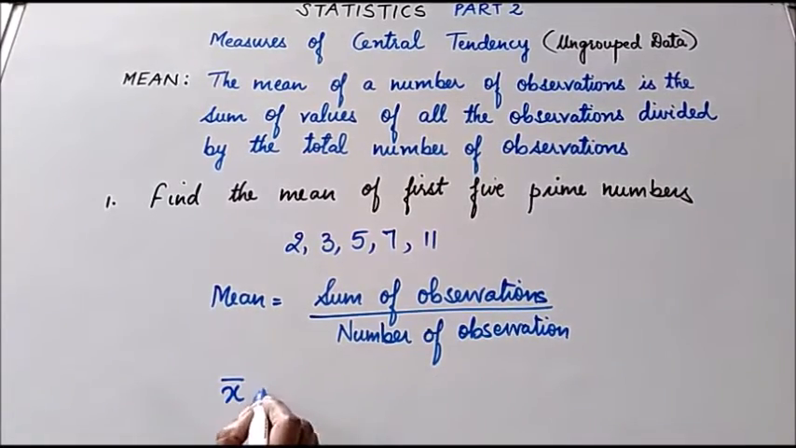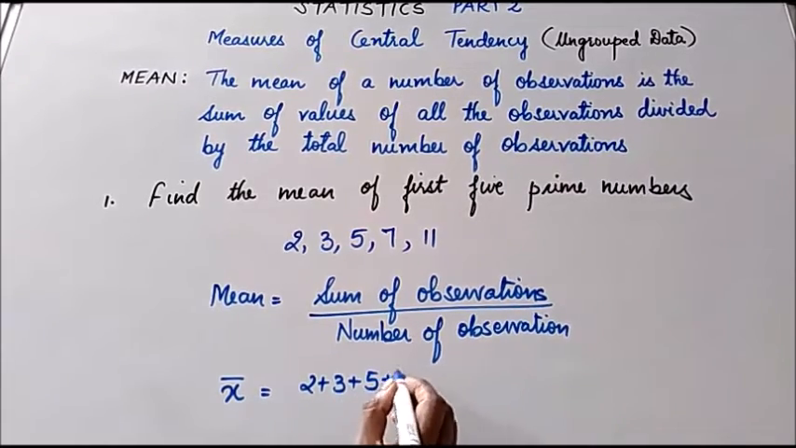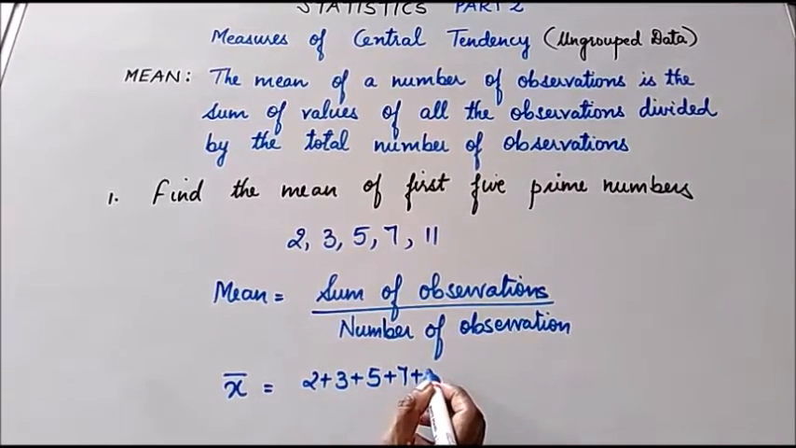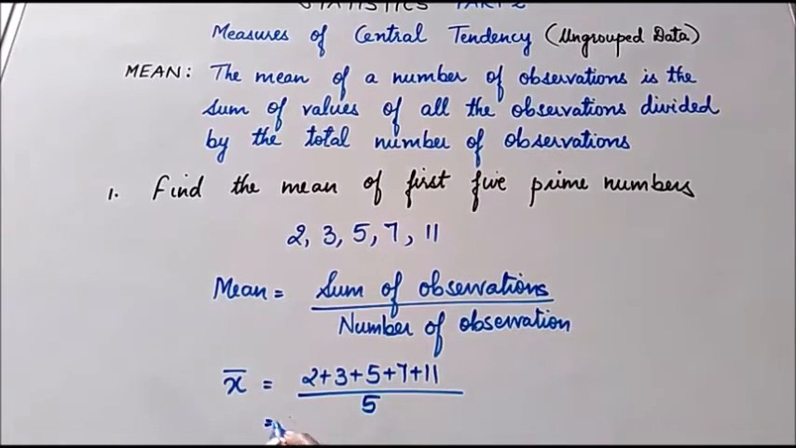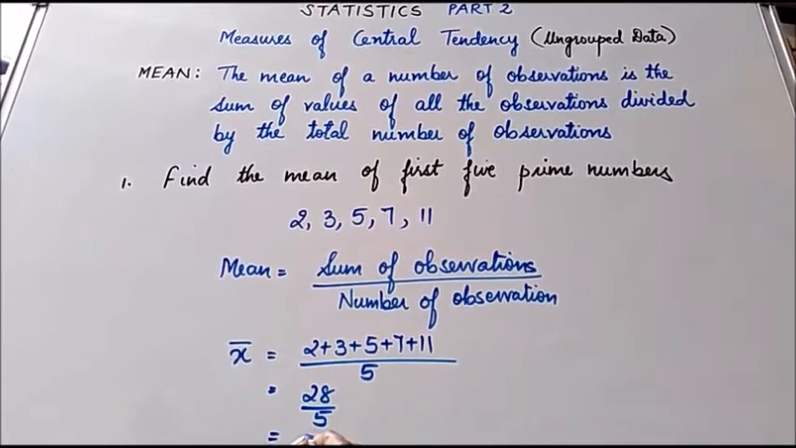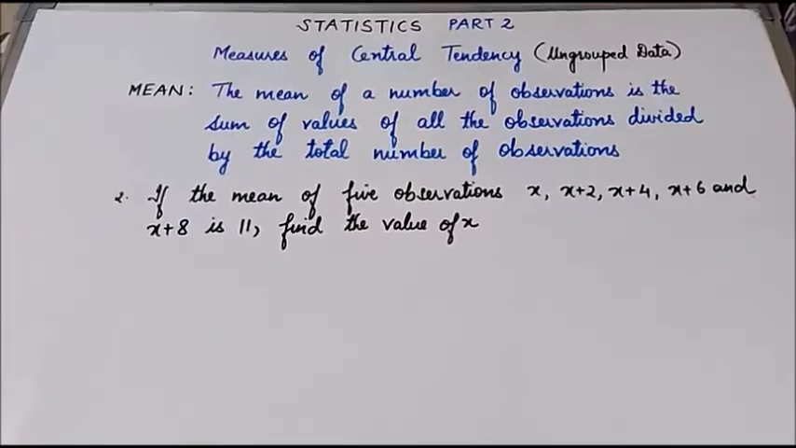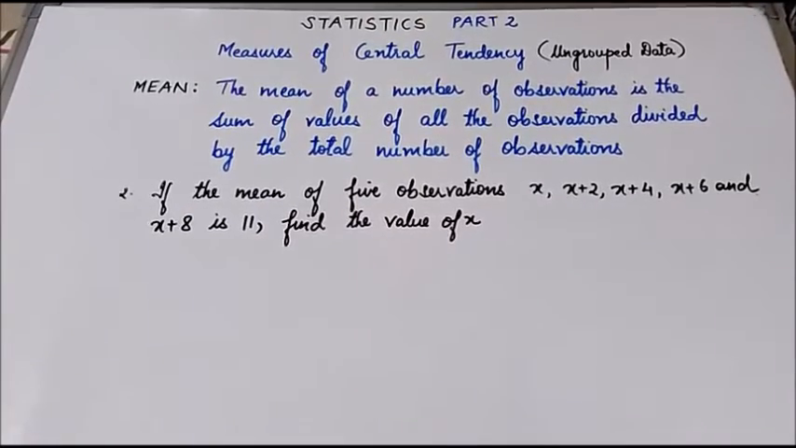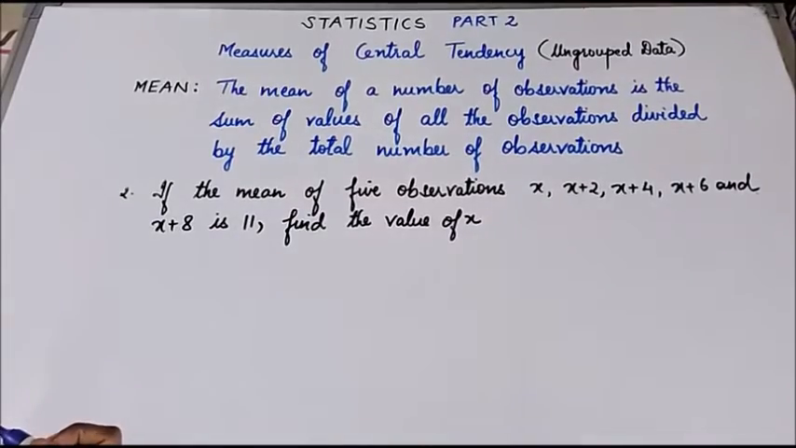Mean we denote by x bar, that is equal to 2 plus 3 plus 5 plus 7 plus 11 divided by 5. This will give us 28 by 5, which is equal to 5.6. So the second question is, if the mean of 5 observations is 11, find the value of x.